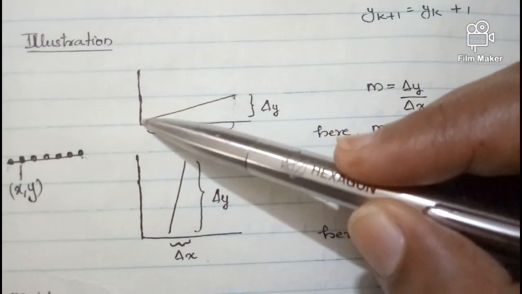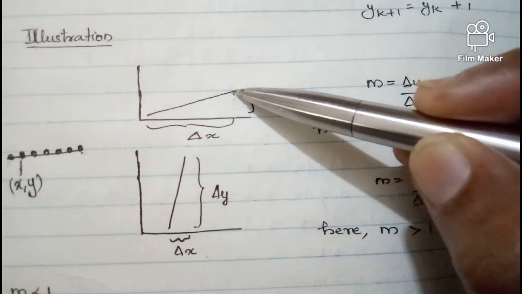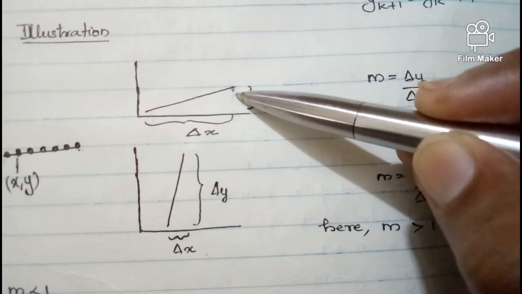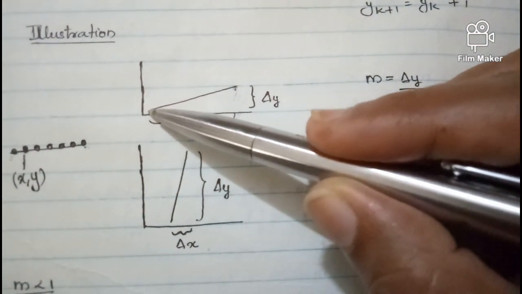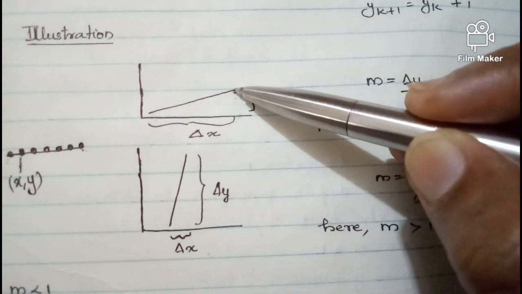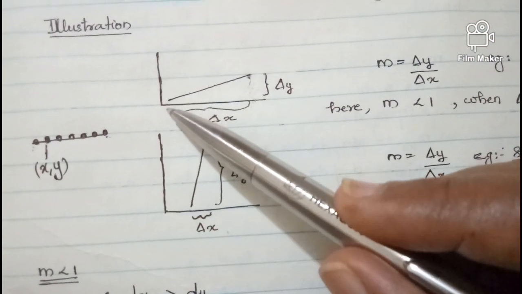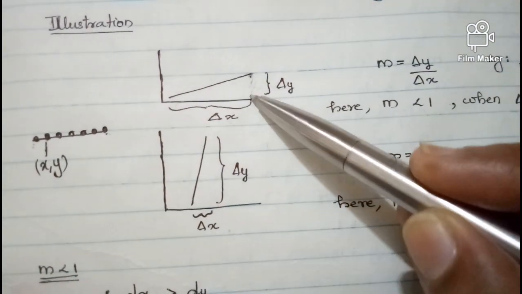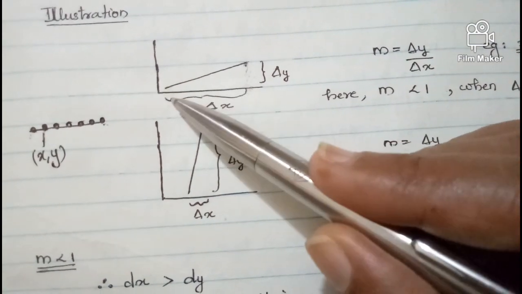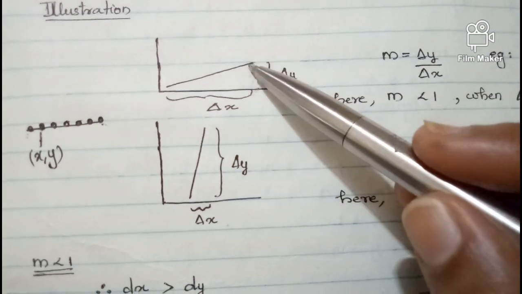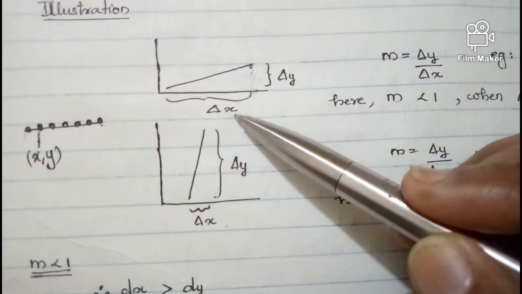Consider this line. It is your xy axis. If this is the line, this point is x1, y1 and this point is x2, y2. Then this distance is the distance between two y values, because this is the y value of the first point, this is the y value of the second point. So the distance between two y values can be labeled as delta y. Similarly, this is x1 and this is x2. This distance is the distance between two x values and it is labeled as delta x.